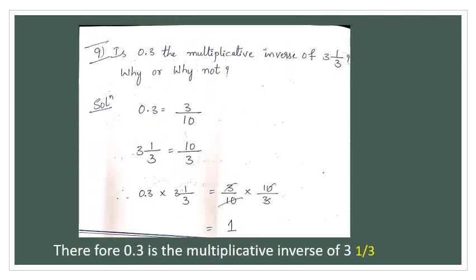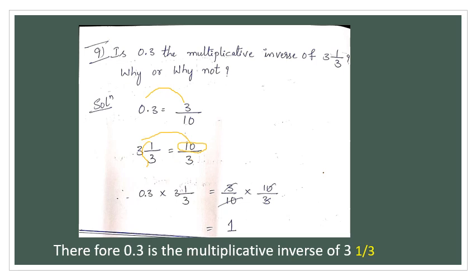Children, here the ninth one is: is 0.3 the multiplicative inverse of 3 1 by 3? Why or why not? It is a problem similar to the 8th problem. Children, first let us simplify 0.3 and 3 1 by 3. We can write 0.3 as 3 by 10. Then we can write 3 1 by 3 as, children, 3 3s are 9, 9 plus 1, 10. So we can write it as 10 by 3.